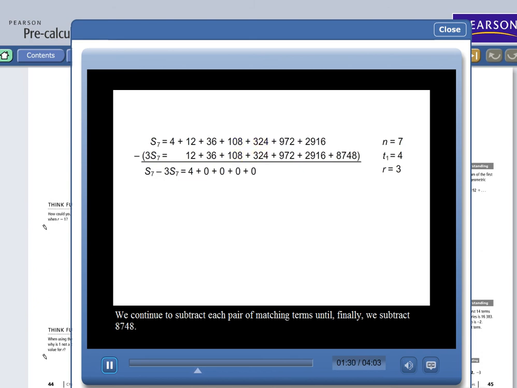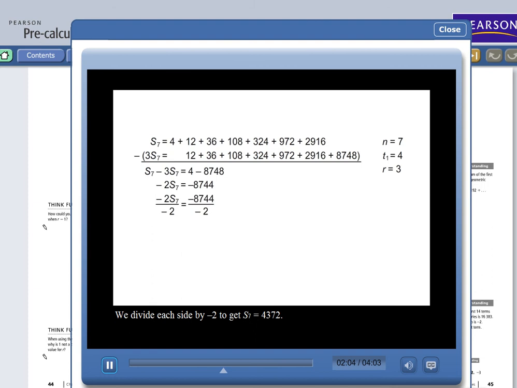We continue to subtract each pair of matching terms until finally we subtract 8,748. So, S7 minus 3S7 equals 4 minus 8,748. S7 minus 3S7 is negative 2S7, and 4 minus 8,748 is negative 8,744. We divide each side by negative 2 to get S7 equals 4,372.